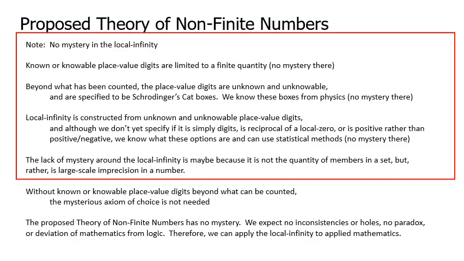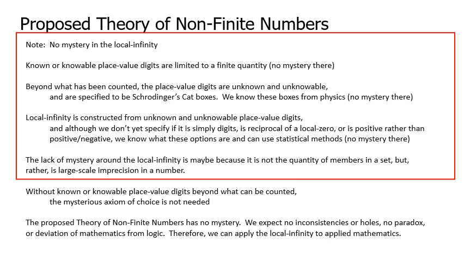Note that there is no mystery in the local infinity. This is a very important property of local real numbers, and so we'll point out why there is no mystery. Known or knowable place value digits are limited to a finite quantity, so there's no mystery there. Beyond what has been counted, place value digits are unknown and unknowable, and are specified to be Schrodinger's cat boxes. We know these boxes from physics, so there's no mystery there.